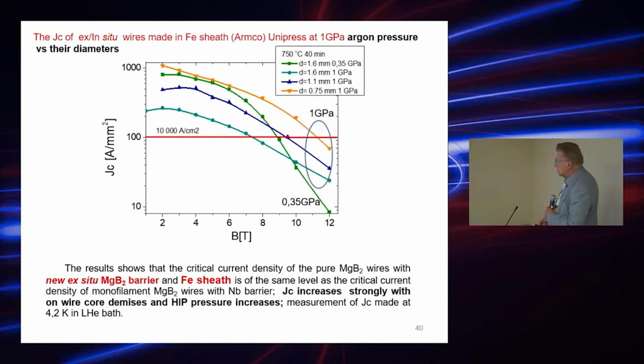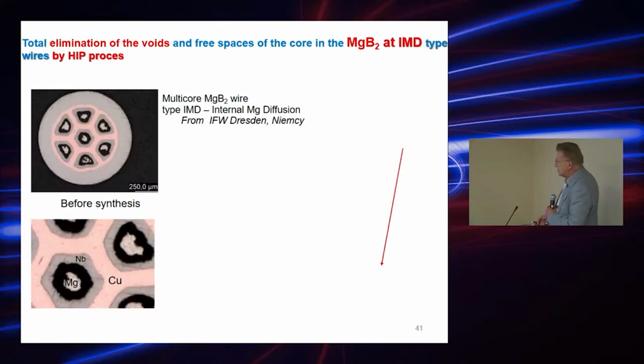It's also a very interesting thing, which we can find, that for monocore wires using the Fe sheath, AMCO one produced in Unipress, at 1 gigapascal, we see that if the monocore diameter is bigger, you see the lower JC. So if it's going to the lower diameter of the wire by drawing or by extrusion, you get much higher JC. So it's another way to increase the JC in the wires, in iron wires. I make it very quickly because it's short time.